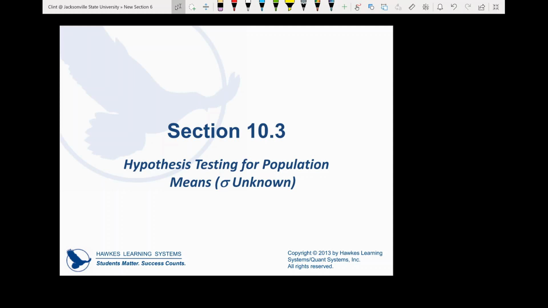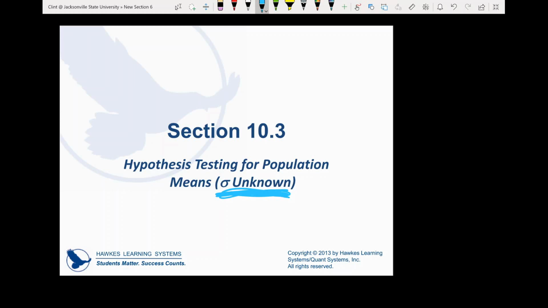Okay, last video here. Section 10.3. We're going to do some hypothesis tests for means, but this time we're not assuming that we know the population standard deviation, so we're going to look at what we do if we don't know the population standard deviation instead, which is much more common. Usually we don't know the population standard deviation if we're testing for a mean.